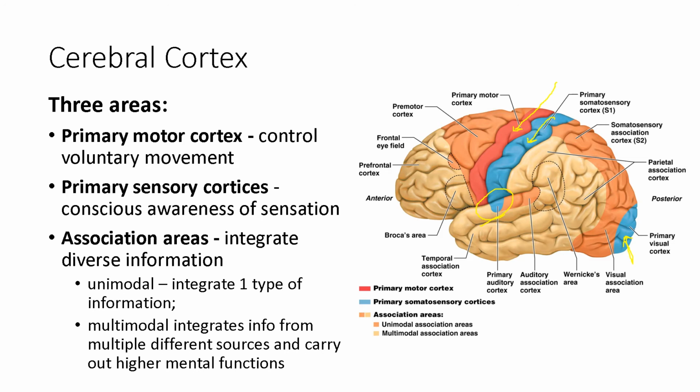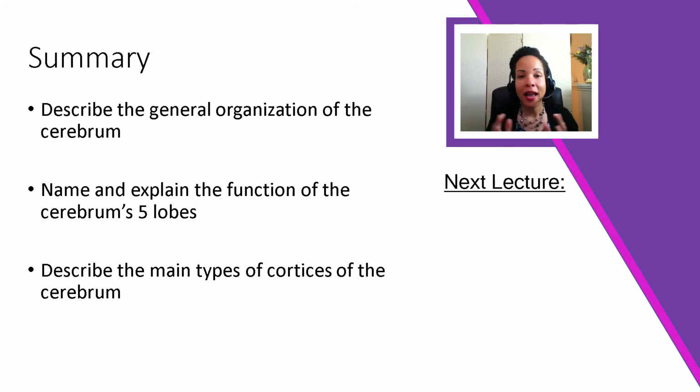Now, in addition to the primary cortices, there are other parts of the brain called association areas. These areas integrate other information. They are highlighted in orange in this figure over here on the right. In the next video, we'll talk about some of these areas in more detail. But for now, I hope you understand a little bit more about the organization of the brain.